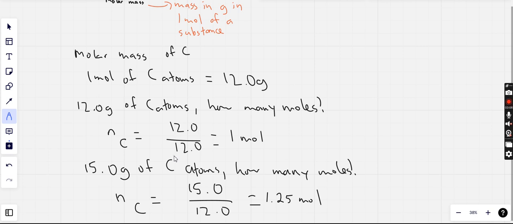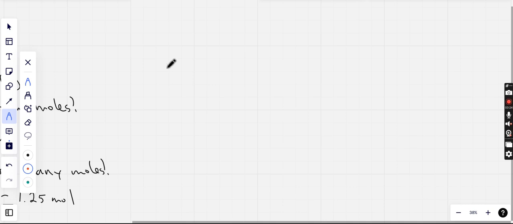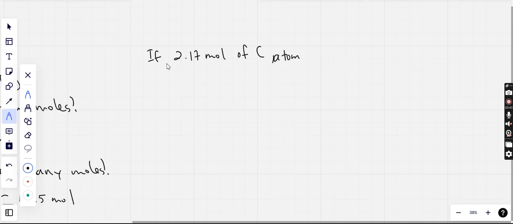So you have the total mass of a compound, and you try to find how many moles are there, knowing that 1 mole is 12 grams of carbon. And the question can be flipped around as well. So let's say if I have 2.17 mole of carbon atoms, what's the mass?